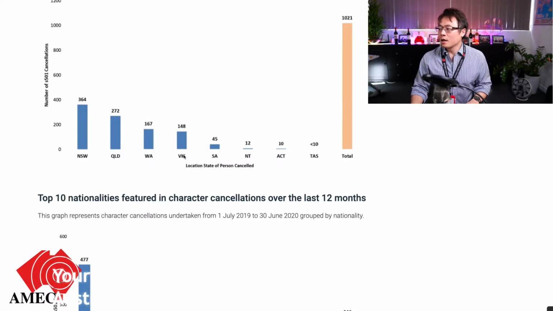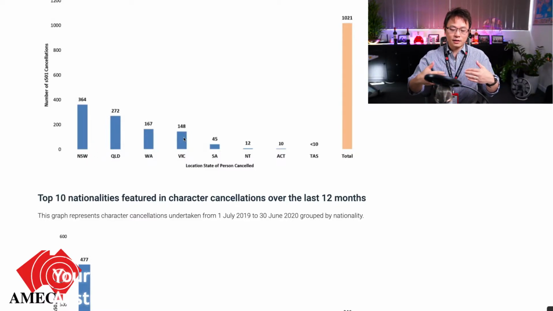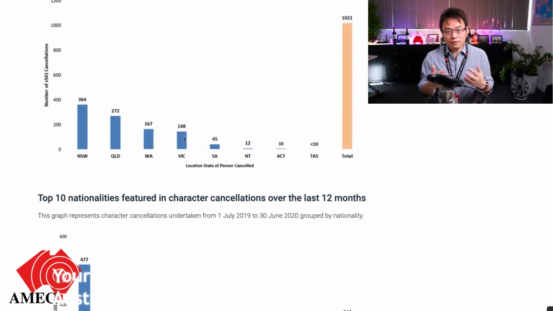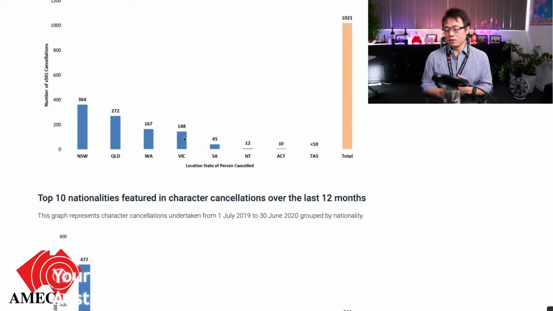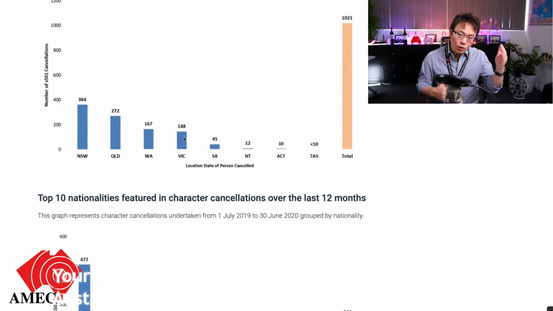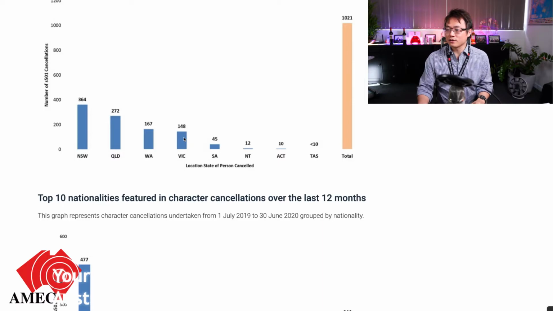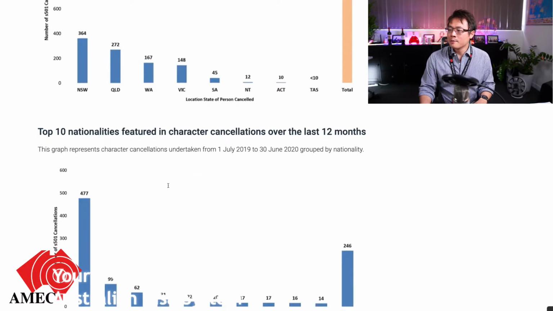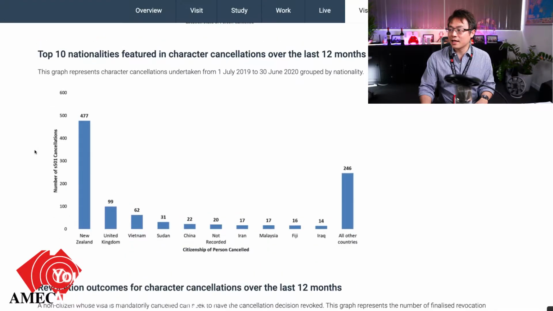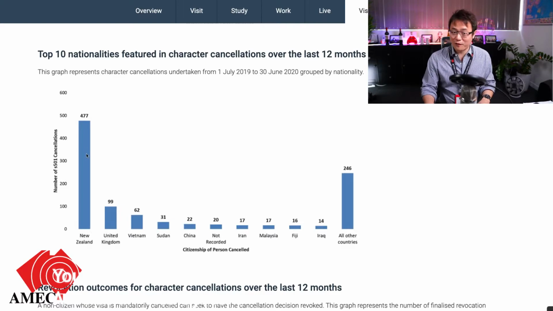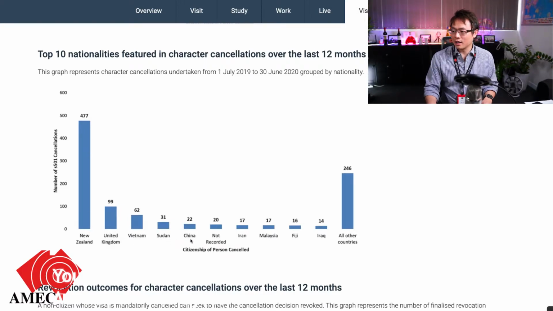Another way to say it, for Victoria, the border is facing towards the South Pole, so no one will actually fly or get on a boat and go all around Australia to the southern side and then enter that way. It's actually very hard. Top 10 nationalities: interestingly, New Zealand has the most offenders, then the United Kingdom, Vietnam, Sudan, China, and so forth.